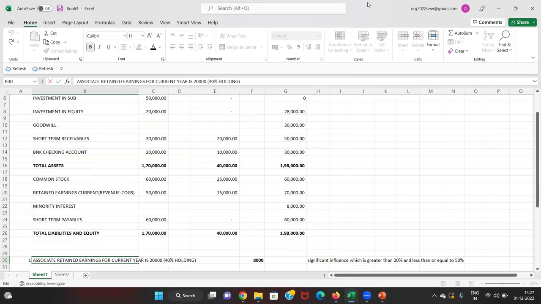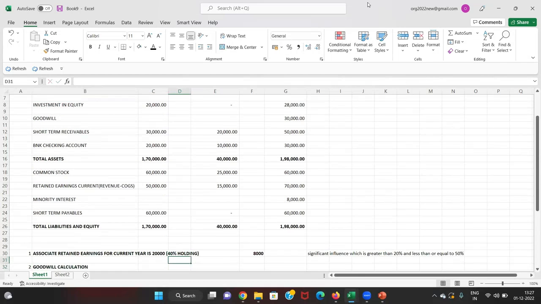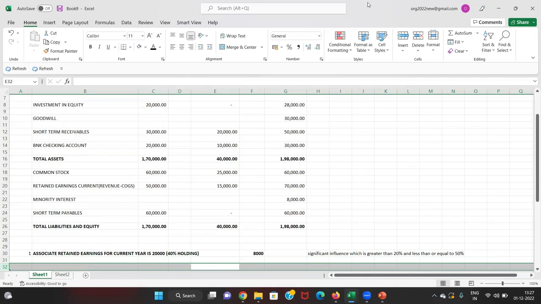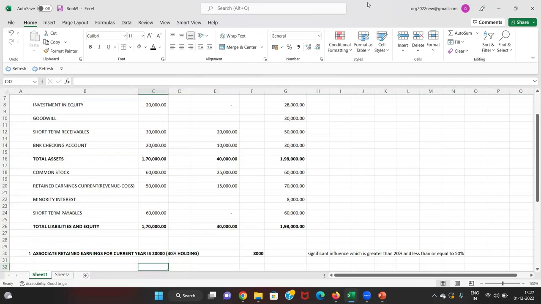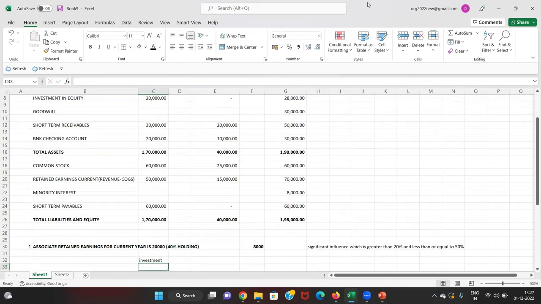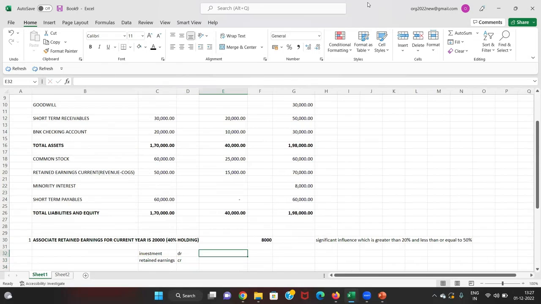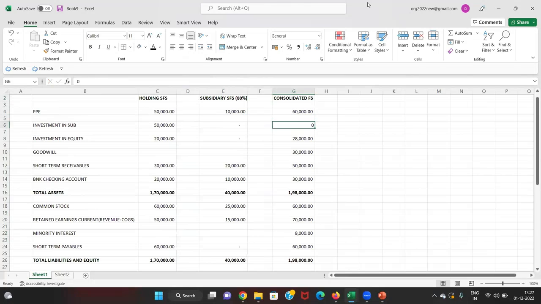We are assuming that the associate's retained earnings for the period would be, say, 20,000, and our share is 40%. So 40% of 20,000 is 8,000. So 8,000 would be added to the investment amount, and that would become 28,000. The entry that would be passed in the consolidated financial statements would be investment in equity account debited and the consolidated retained earnings account credited by the 8,000. So here we have presented 28,000 in the consolidated financial statements.